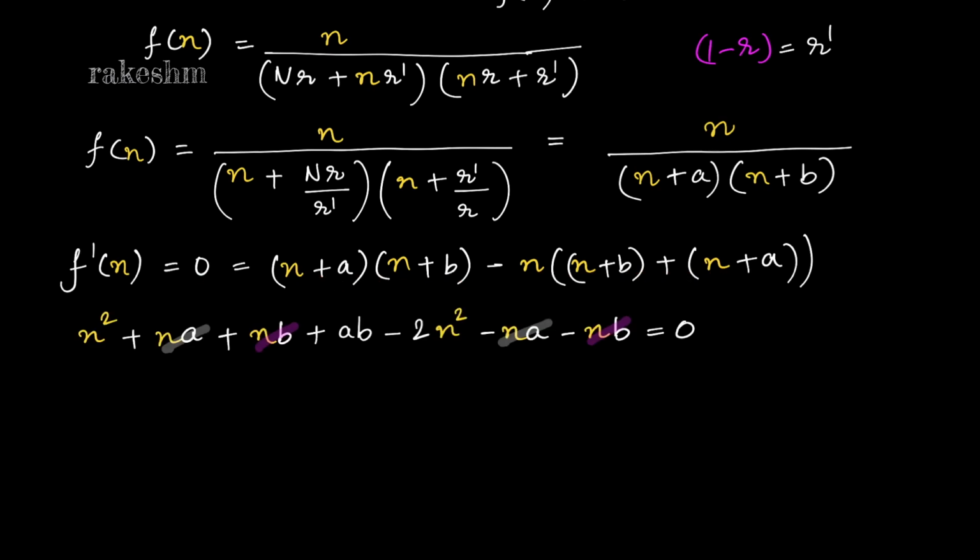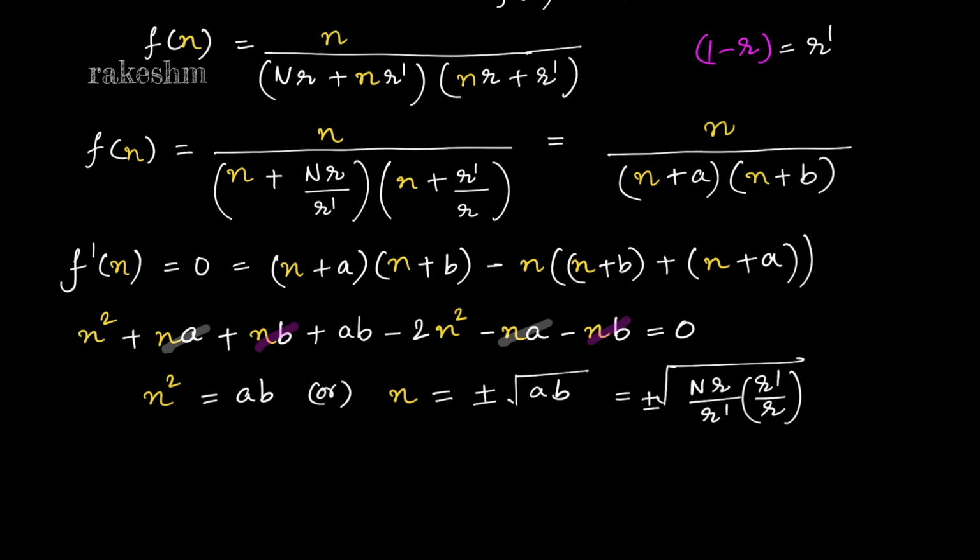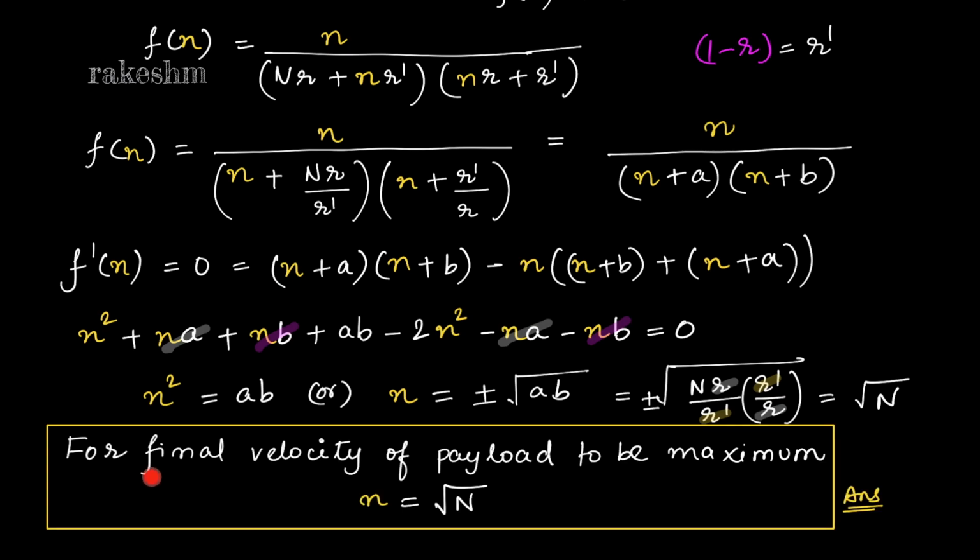If we expand this, we get this expression plus na minus na cancels, plus nb minus nb cancels, and we are left with n square plus ab minus 2n square equal to 0. So we get n square equal to ab, or n equal to plus or minus under root ab. We had taken a as capital NR by r dash and b as r dash by r. We take only the positive value, as n cannot be negative. So we get small n equals root capital N for w to be maximum. So for final velocity of payload to be maximum, small n equals root capital N.